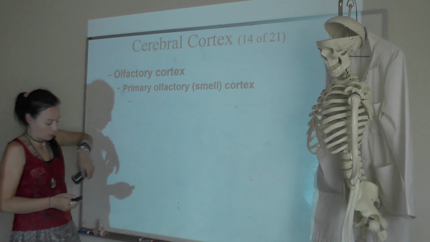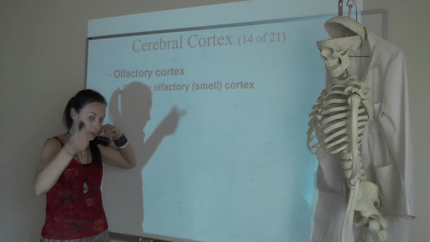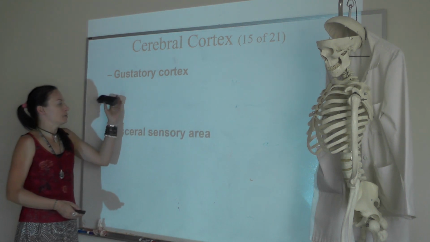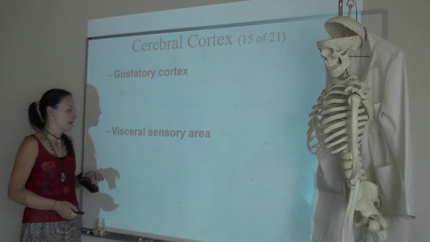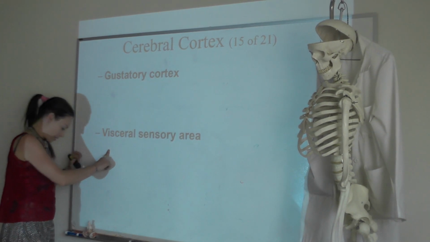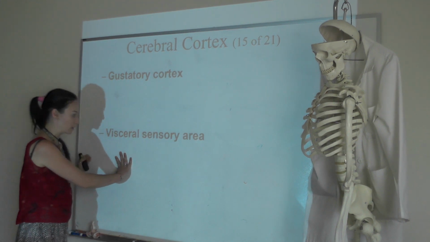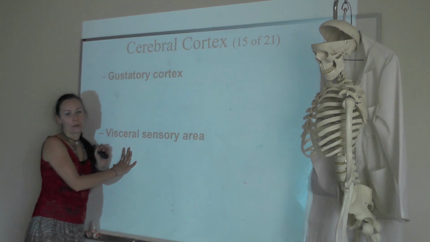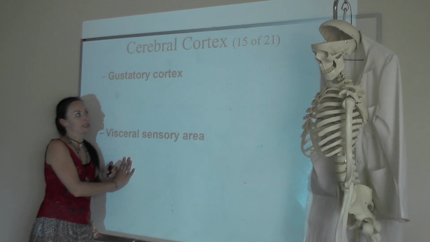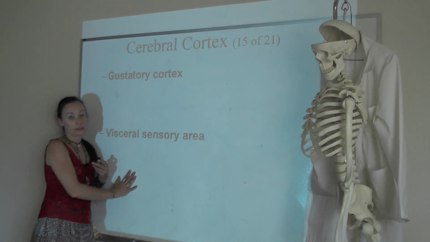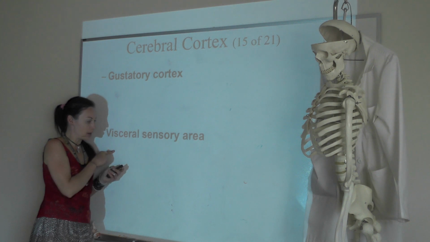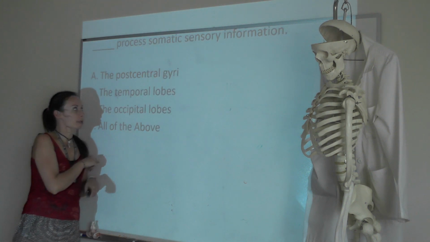The primary olfactory cortex is where? Temporal lobes. Gustatory cortex is in the insula. Your visceral sensory area is also in the insula, posterior to your gustatory cortex, and this is what lets you be aware of things like a sick stomach. In your cortex, you have all these sensory association areas as well. You can read more about them in your book.